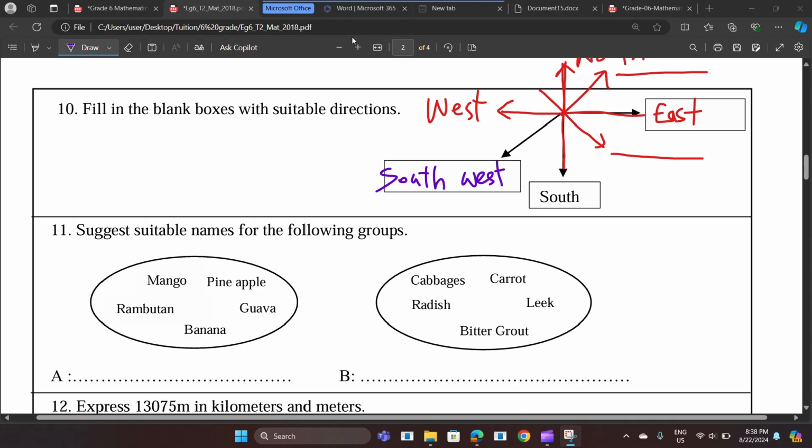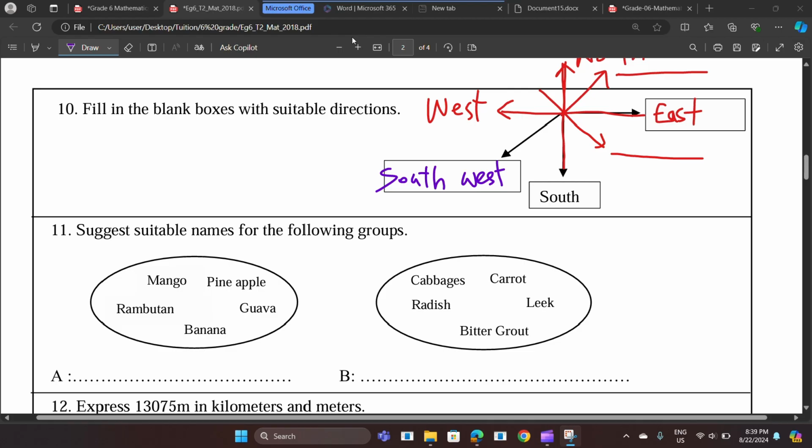Okay. 11th question is about selections. We are dividing things into several groups according to some specific appearance, specific use, or some specific qualities. According to specific qualities, we are separating things into groups. So selecting is such a thing.